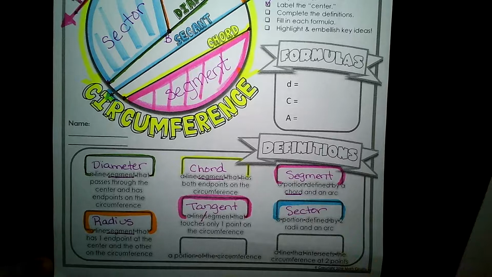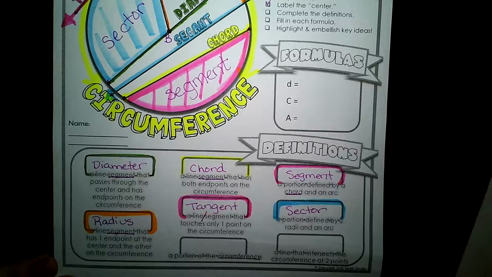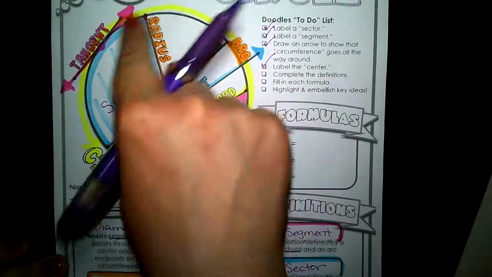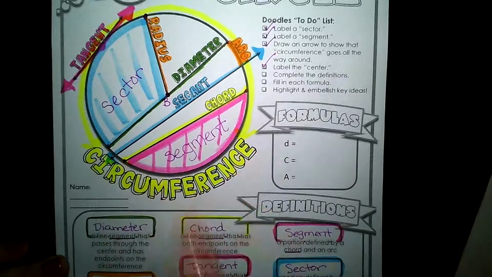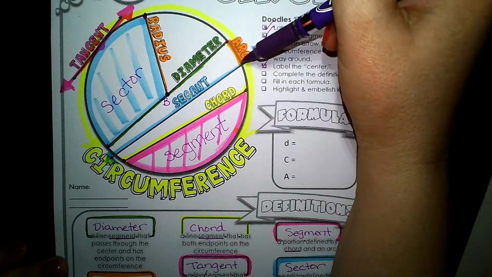Two to go. Next, we are looking for something that is a portion of the circumference. It's part of the circumference, so it's on the edge of the circle. Remember, the circumference goes all the way around the circle, and we want just a little part of that. That is called an arc.